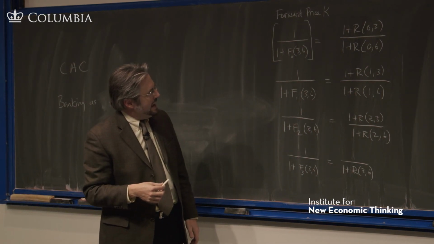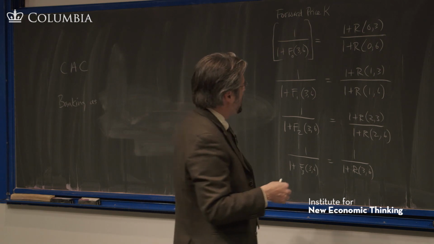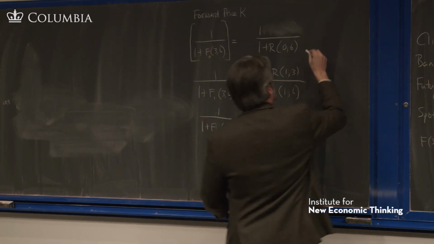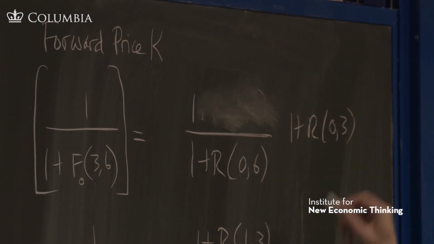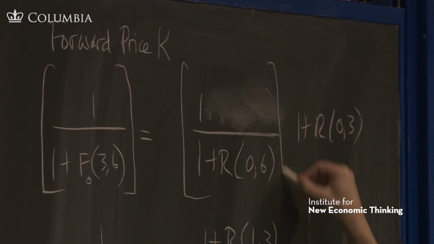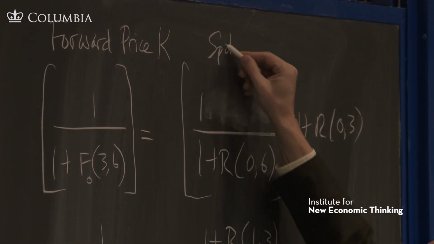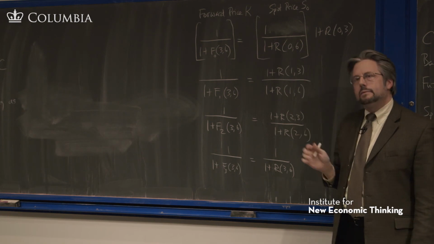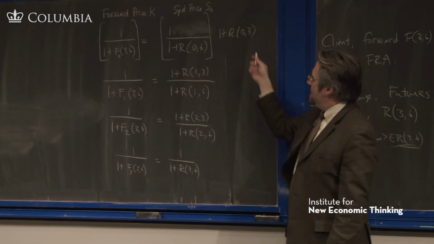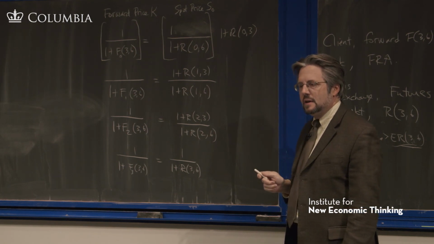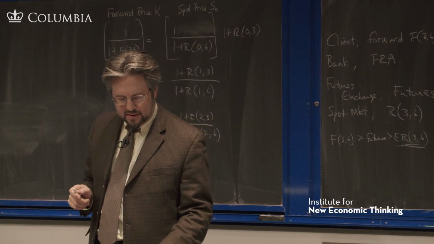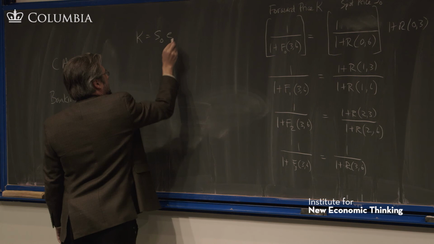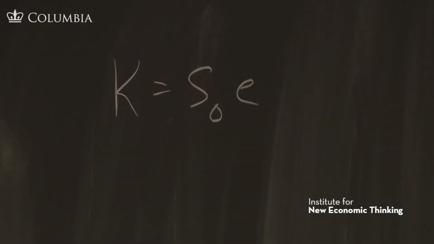And then we have, let's separate these out. Let's call this term the spot price, because it's the price of a 6-period bond. It's a spot price, and then this is an interest rate over the next three periods. And we can write this equation in the following terms. K equals S naught e to the rT.